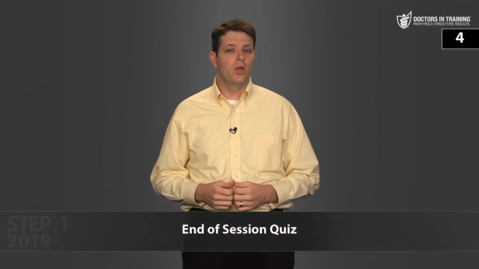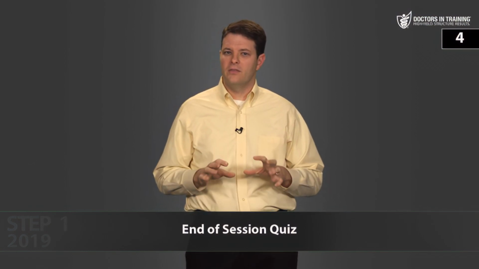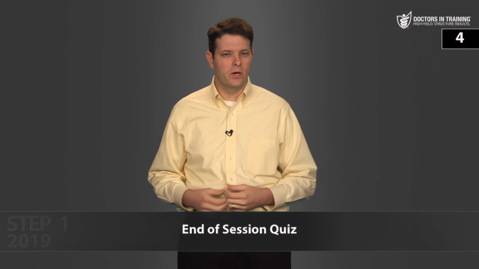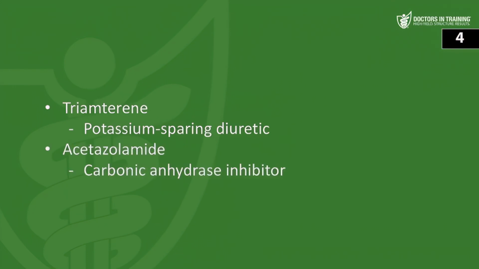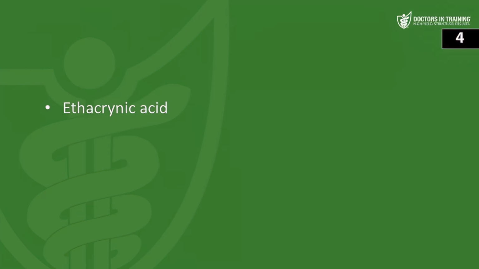All right, first question. What type of diuretic is each of the following drugs? So again, it's not enough to simply recognize these drugs as diuretics. You need to know what kind of diuretics each one is. So triamterene is a potassium-sparing diuretic. Acetazolamide is a carbonic anhydrase inhibitor. Hydrochlorothiazide, it's pretty easy, it's a thiazide diuretic. Bumetanide is a loop diuretic. Spironolactone is a potassium-sparing diuretic, more specifically an aldosterone antagonist. Ethacrynic acid is a loop diuretic, and specifically it's the one that's not a sulfa drug.